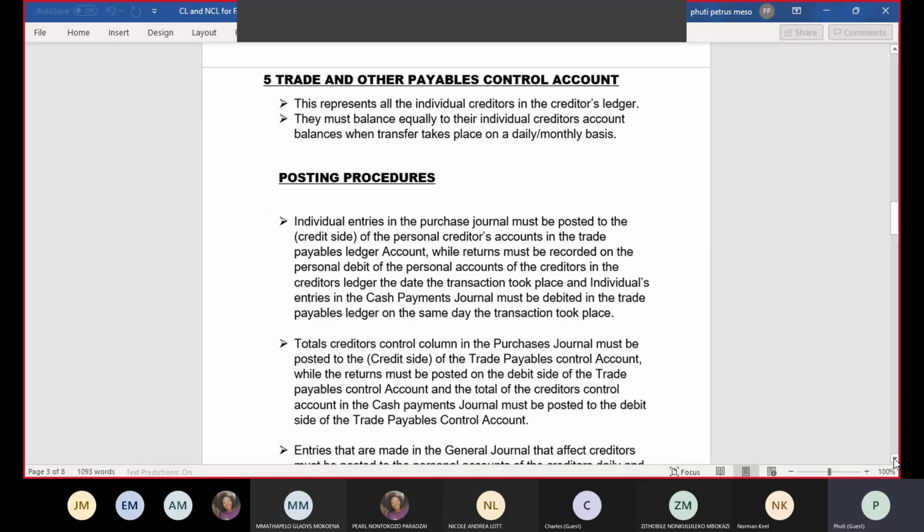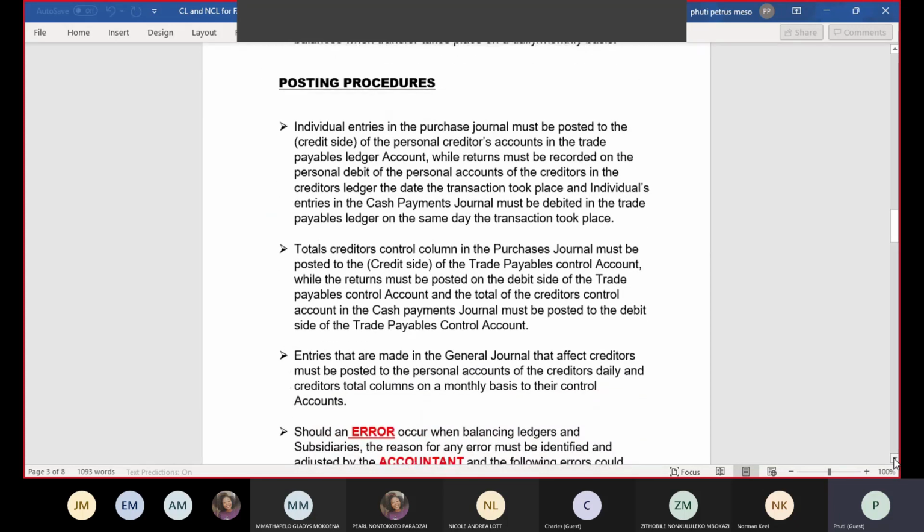It has much weight on the debit side simply because it's an asset. Let's look at our posting procedure. The individual entries in the purchases journal must be posted to the credit side of the personal creditors account. That's what I just spoke about.